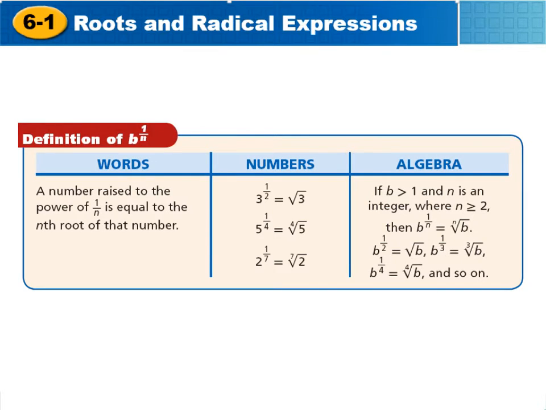Okay, next we have a number raised to the power of 1 over n is equal to the nth root of that number. So if we have a number raised to a fraction, that fraction is like our root. If we have 5 raised to the 1/4, we're taking the 4th root of 5. So if we have the 4th root of something, we're going to circle 4 numbers. And 3 raised to the 1/2 is the same thing as saying the square root of 3. So it's just a different way of writing what we've done before.